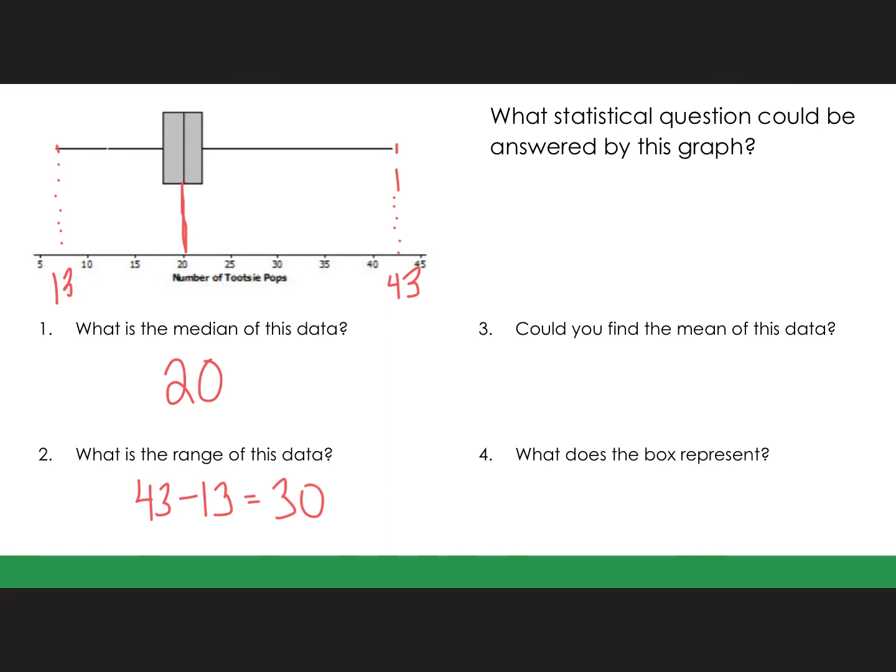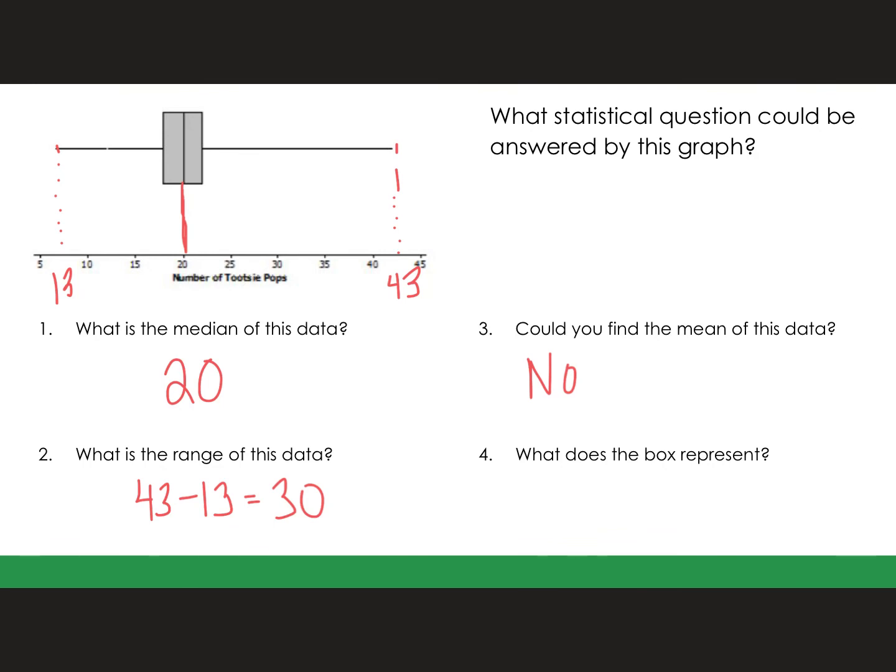Could you find the mean of this data? We could not find the exact mean of this data because we don't have exact numbers. So nowhere on this graph does it show you that there's points or specific answers. So without specific data points, we cannot find the mean. However, the box plot is very good for summarizing data to show where data falls.